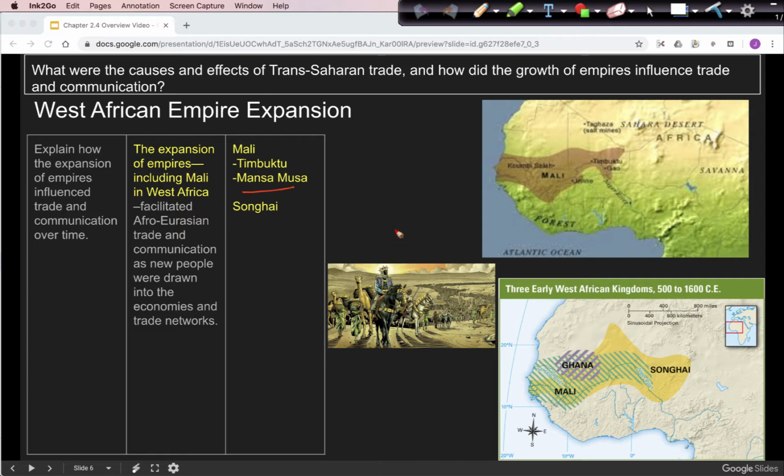He was a devout Muslim, and he made a pilgrimage to Mecca, which was quite famous. That's what this is a picture of. All Muslims are expected, if they're able, at least once in their life, to make a pilgrimage to Mecca, which is where the religion was founded.